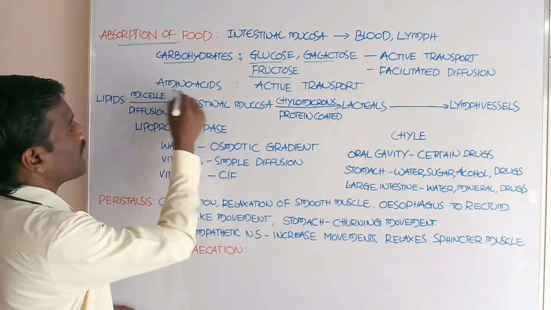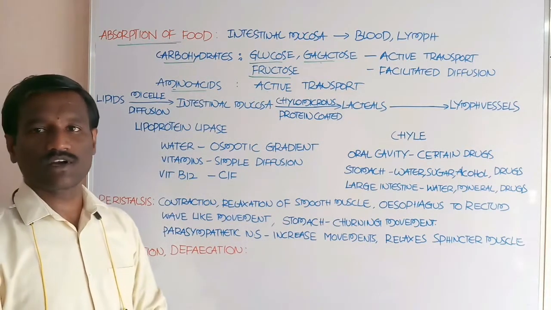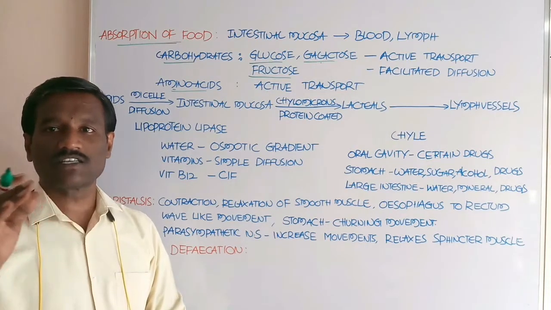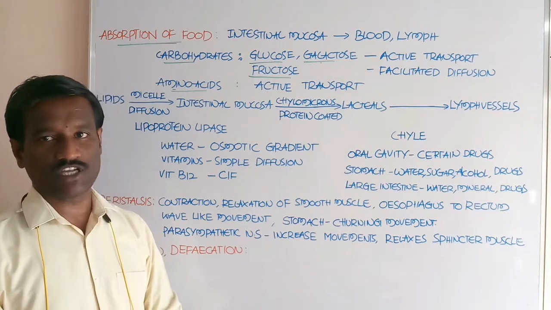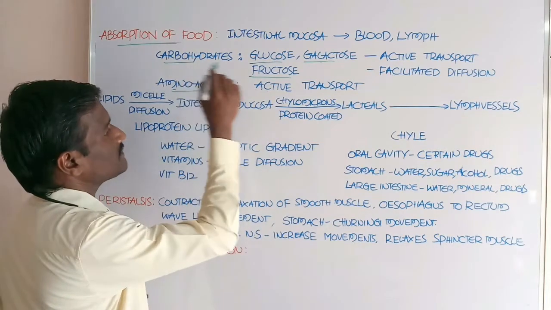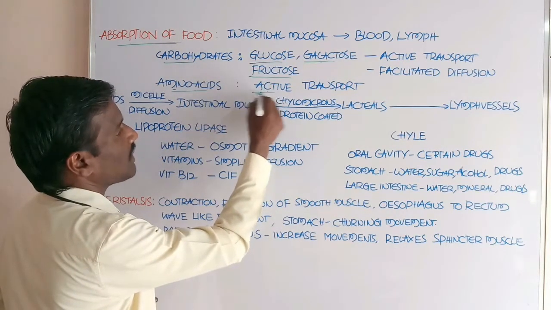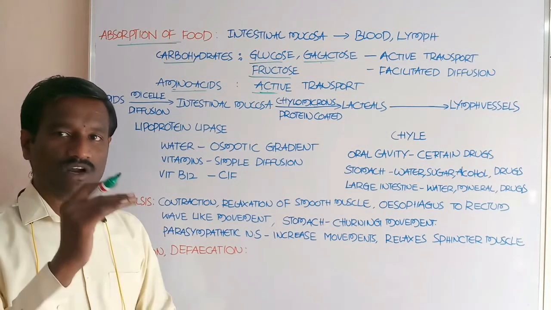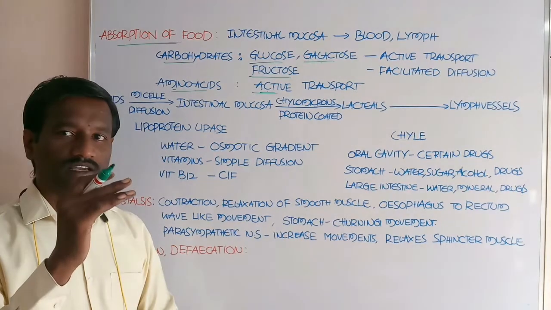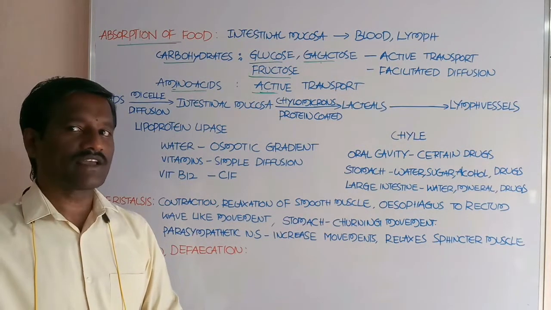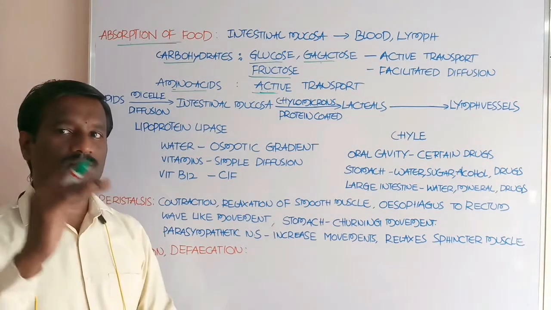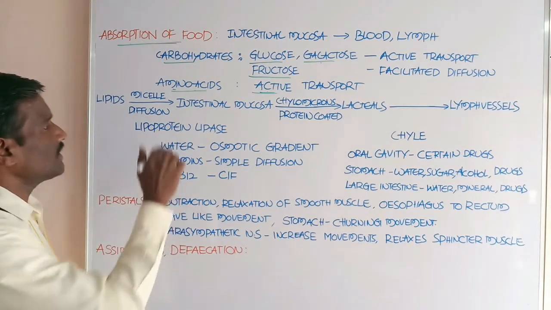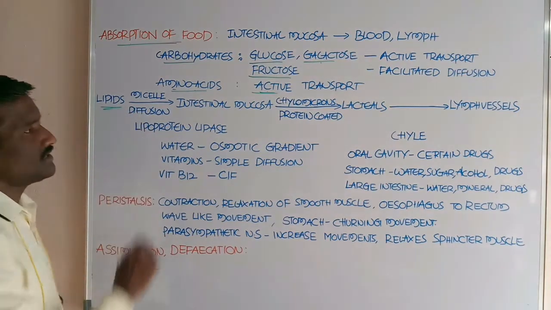Next, amino acids. Proteins are converted into amino acids. Protein digestion starts in the region of the stomach, and amino acids are absorbed by active transport mechanism. Active transport is the process which utilizes energy, ATP energy.